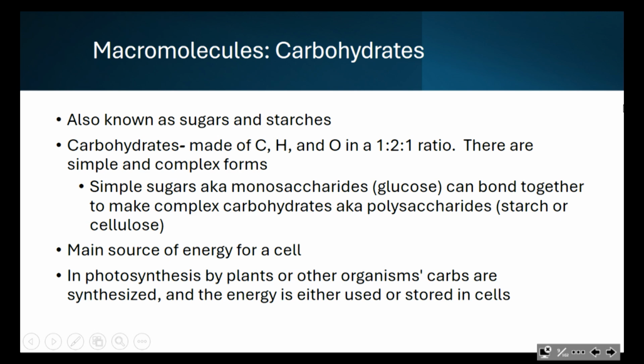So there's a couple of different examples of carbohydrates. You can have really simple sugars. Another name for that is a monosaccharide. Remember, I told you earlier that the small building blocks are called monomers. And so the monomer of a carbohydrate is a monosaccharide. So they kind of sound alike, so that's something easy to remember.